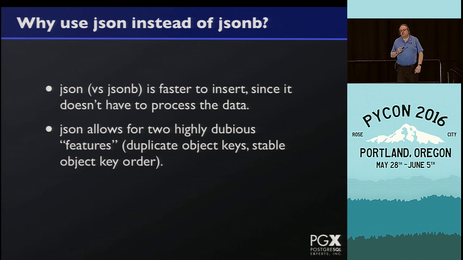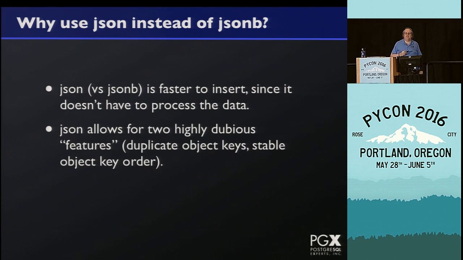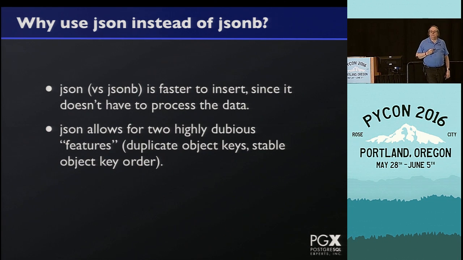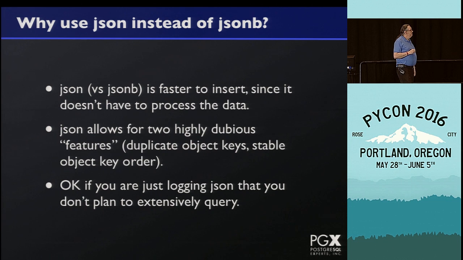JSON also allows for these two highly dubious features that unfortunately some JSON APIs require, which are duplicate object keys at the same level in the object, or stable object key order. There's nothing in the JSON spec that says this is required behavior, and in fact most implementations of JSON libraries don't allow this, but some APIs do. And so we allow you to do this in JSON, but not in JSONB.